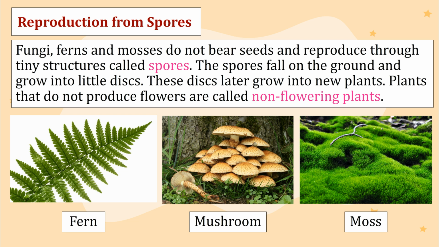Reproduction from spores. Fungi, ferns and mosses do not bear seeds and reproduce through tiny structures called spores. The spores fall on the ground and grow into little discs. These discs later grow into new plants. Plants that do not produce flowers are called non-flowering plants. Fern, mushroom, moss.